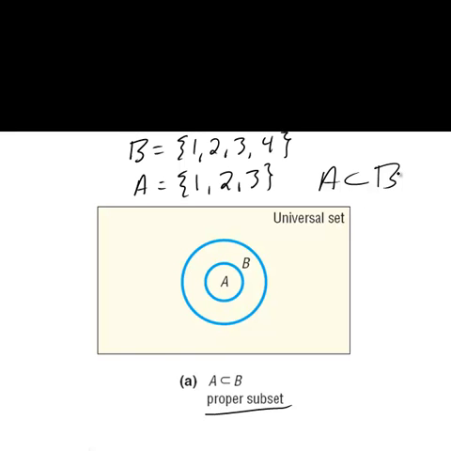Now, if we want to leave open the possibility that A is equal to B, meaning everything in set A is also in set B, and everything in B could be in set A as well, if you want to leave open the possibility that set A and set B are the same, then you could also throw a little underbar in there.